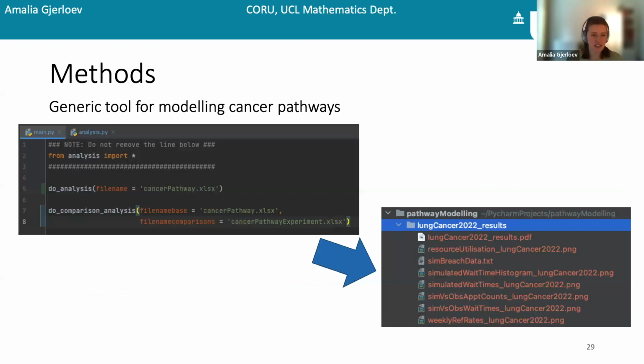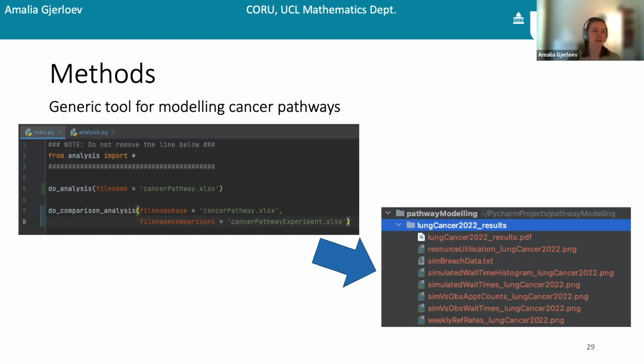The tool itself, like I said, is coded in Python. To actually run the tool, you type one of 2 functions. If you want to just run the simulation, you'll use your do analysis function and type in the name of your input spreadsheet, that Excel spreadsheet you have, and then you just hit go or run file in the Python console if you want to be specific.